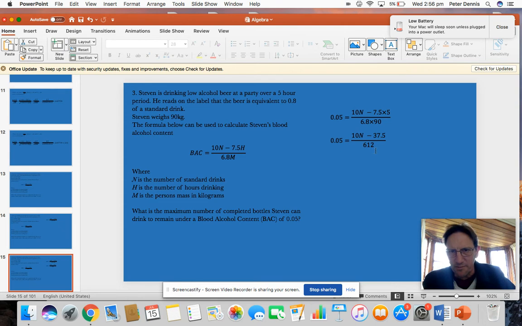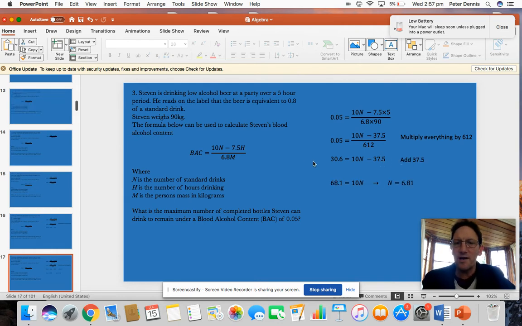So the first thing we're going to move is this 612 to the other side. We're dividing on this side, so when we take it over, we times. So we're multiplying everything by 612. This is what we get. And then we can add 37.5. We're minusing on this side, so when we take it over, we add. And what do we get? We get 68.1. And this is 10 times the number of drinks he can have. The number of drinks he can have is 6.8 drinks.